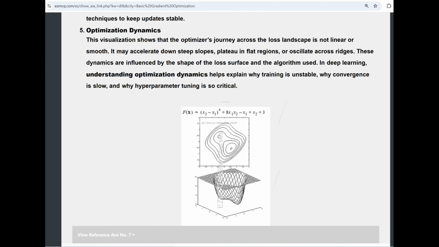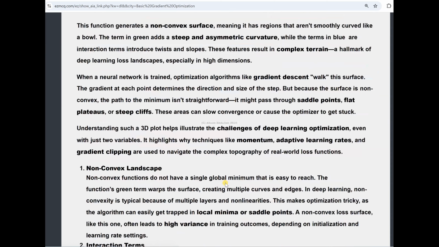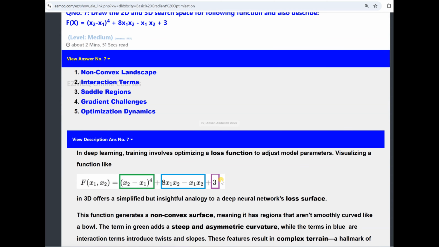All right, so let's go back to the bullets. So this is definitely challenging, right? Then there are the interaction terms. They basically warp the loss surface. They kind of influence each other. They complicate the path and make the gradient direction sensitive to parameter combinations.